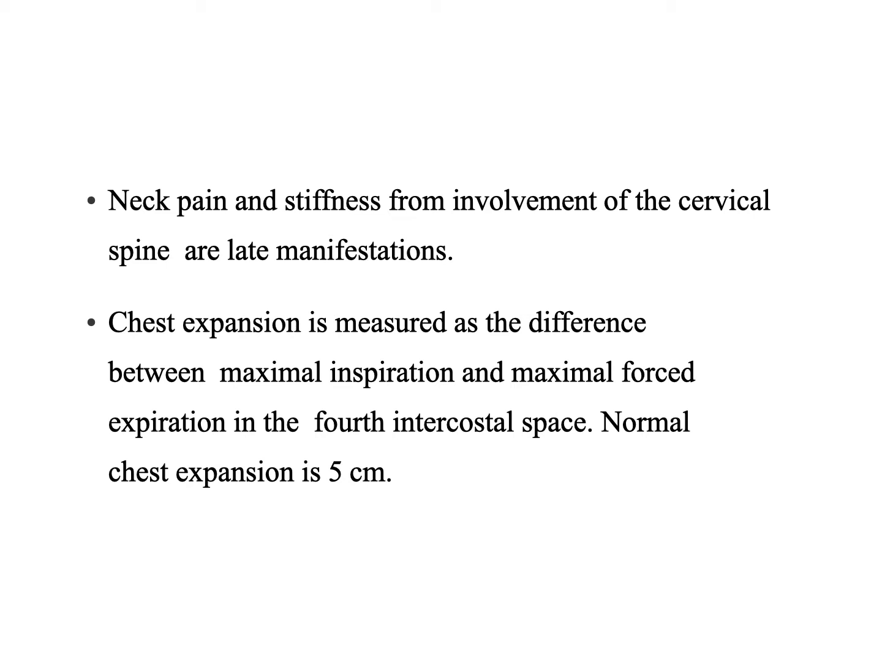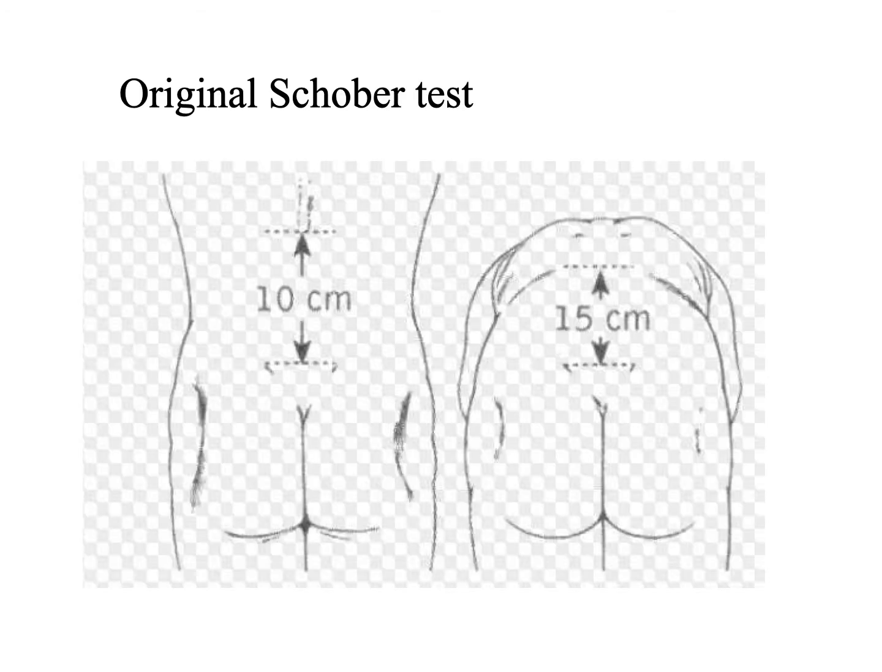Chest expansion is measured as the difference between maximal inspiration and maximal forced expiration in the fourth intercostal space. Normal chest expansion is 5 cm and anything below 5 cm is considered abnormal. Now let us look at Schober's test.